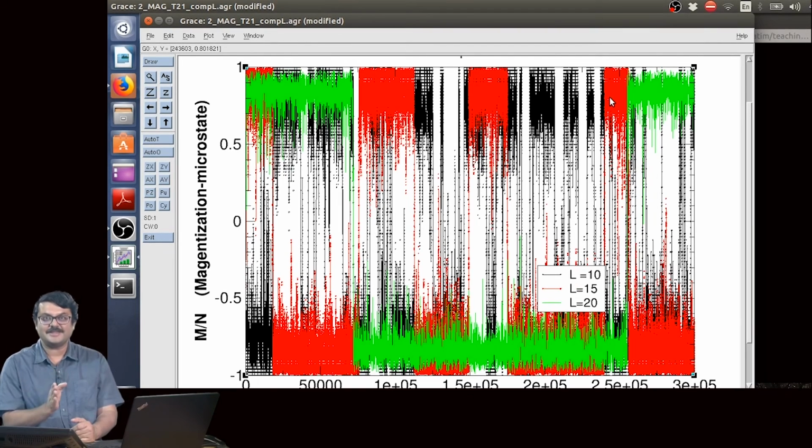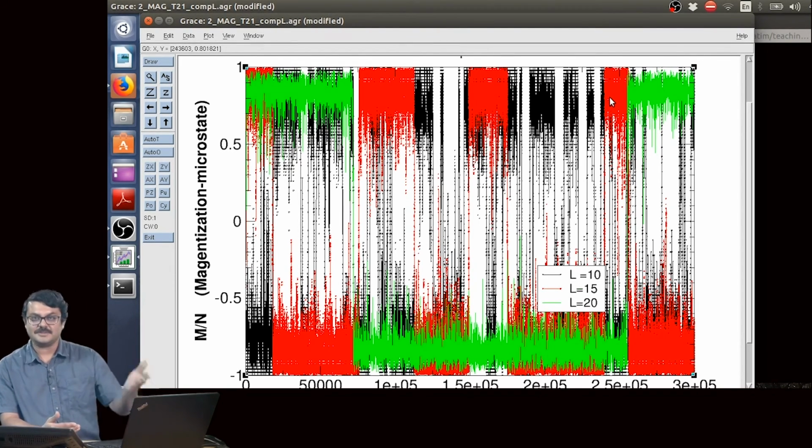So, the magnetic state is either plus 1 or minus 1, which is basically saying that the direction of the magnetization does not flip really. So, why is this happening? This is a finite size artifact.